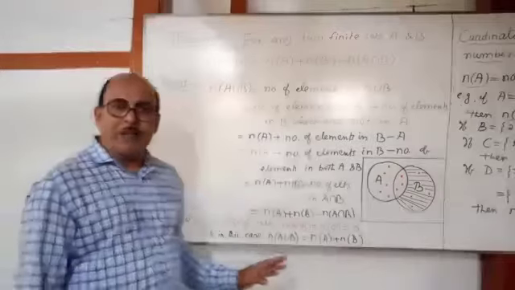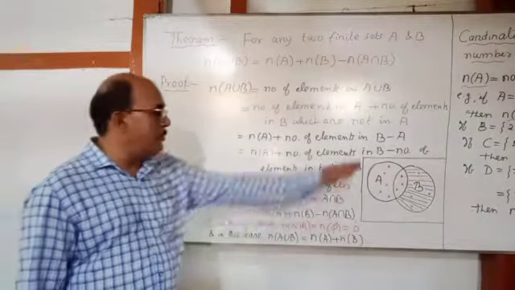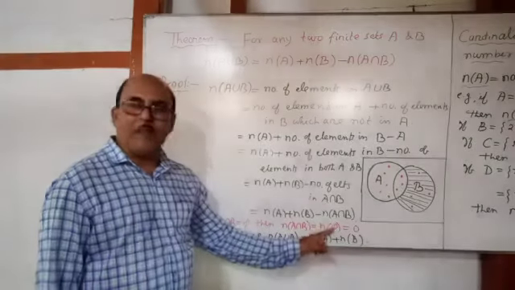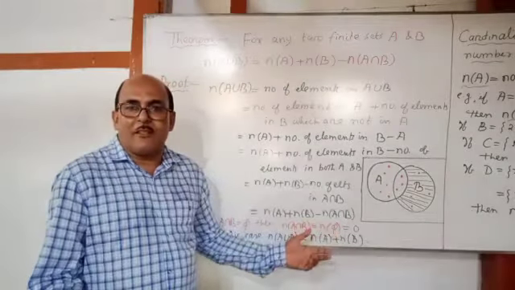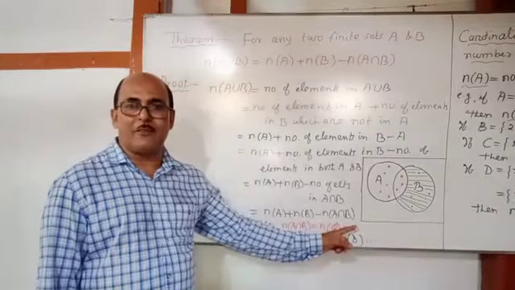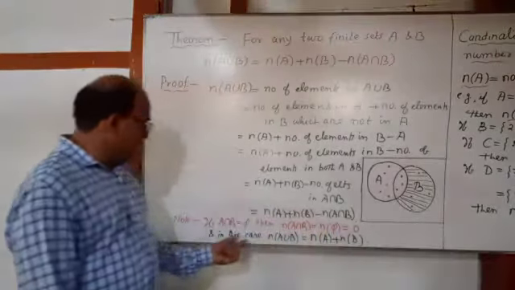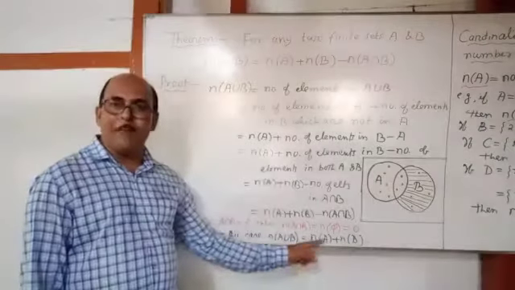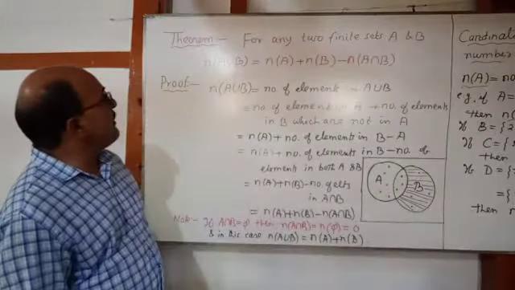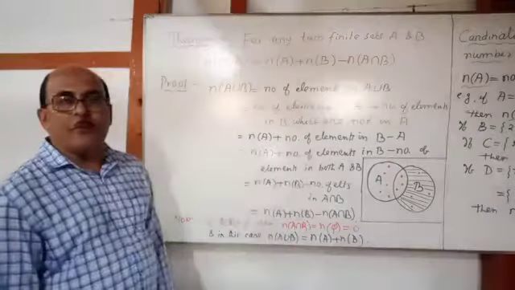Now a particular case: if A intersection B equals phi, then sets A and B are disjoint, with no common elements. In that case, n(A intersection B) is n(phi). Phi is the null set, containing no elements. So n(phi) equals 0. This is an important result also: the cardinality of the null set is 0. So ultimately in this case n(A union B) becomes n(A) plus n(B) only. So this is the result concerning the cardinality of the union of two sets.